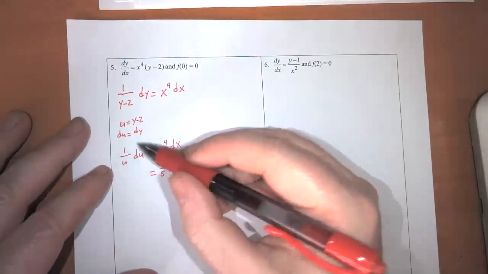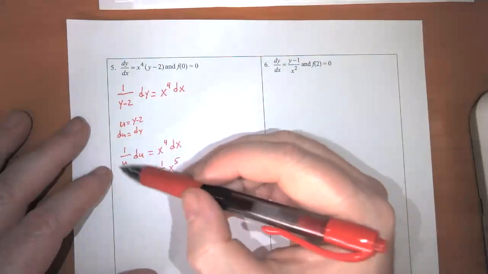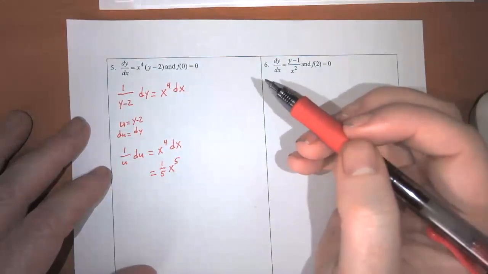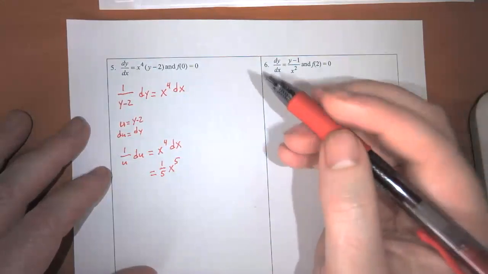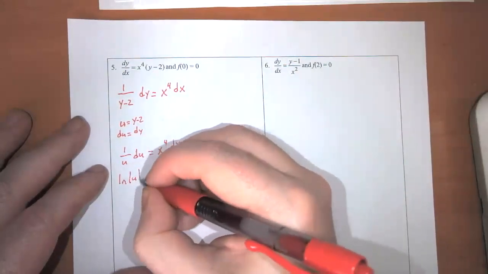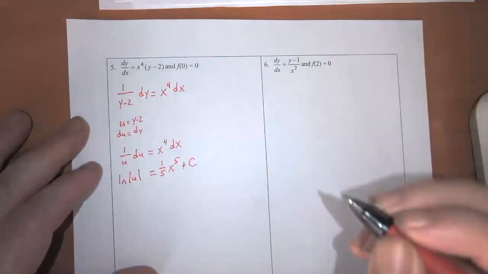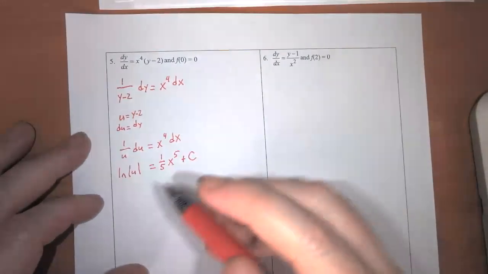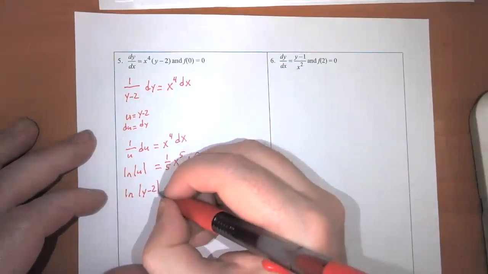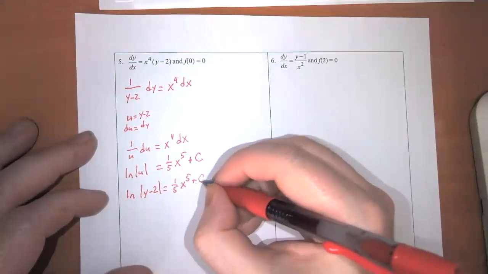Over here, now that we've done this substitution, we've got 1 over u du. So this isn't something where we can use the power rule, but we do know what the antiderivative of 1 over u is. Check your reference sheet if you don't remember it. Well, 1 over u is the natural logarithm of the absolute value of u, and then we'll just add a plus c over here. Now I'm going to substitute the y minus 2 back in here. The natural logarithm of the absolute value of y minus 2 is equal to 1/5 x to the fifth power plus c.